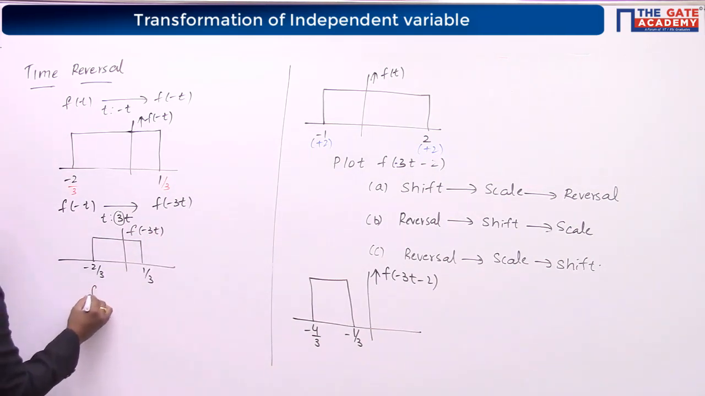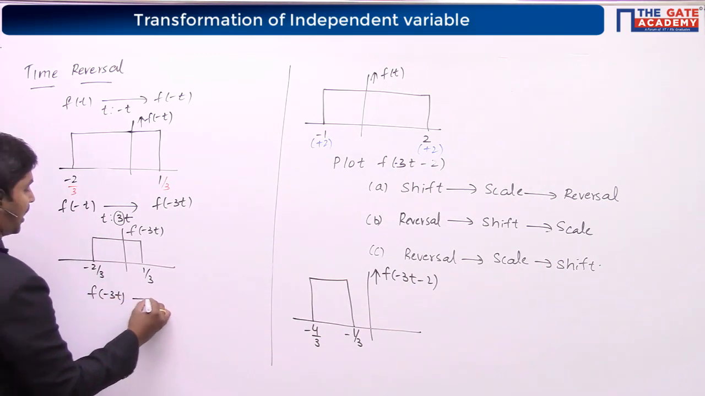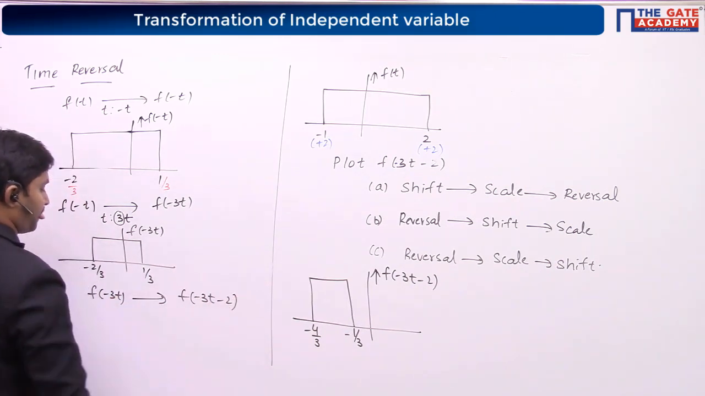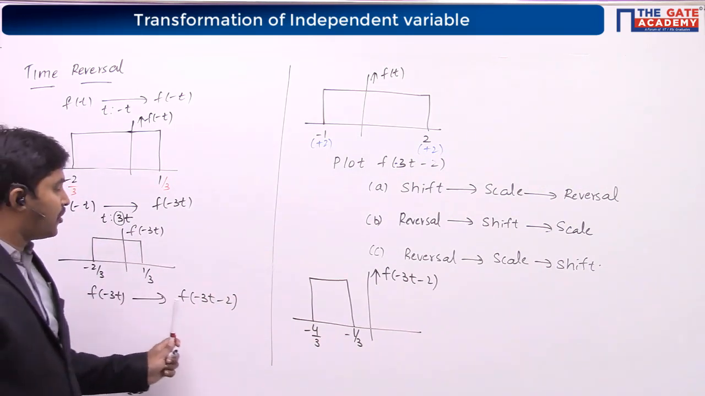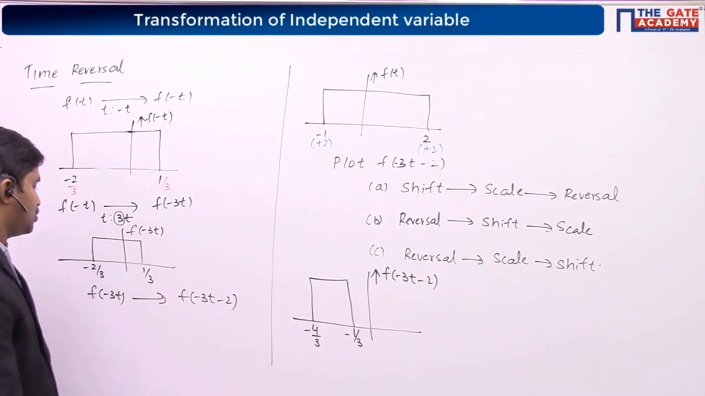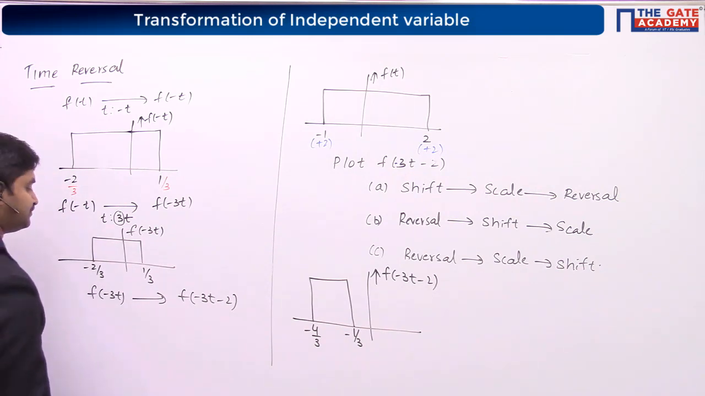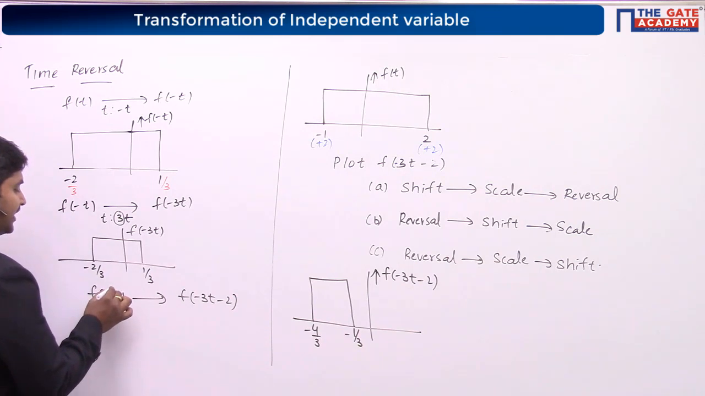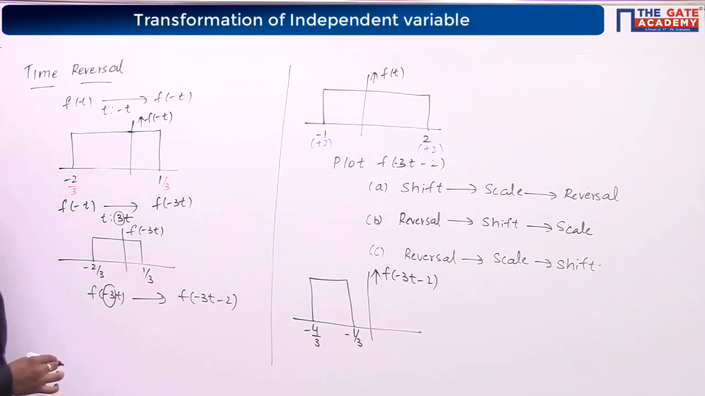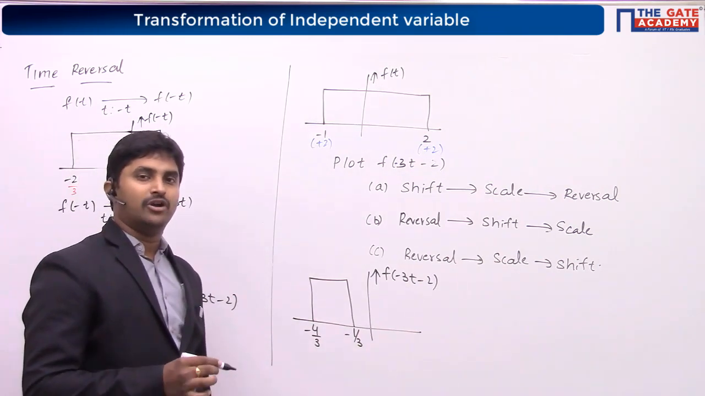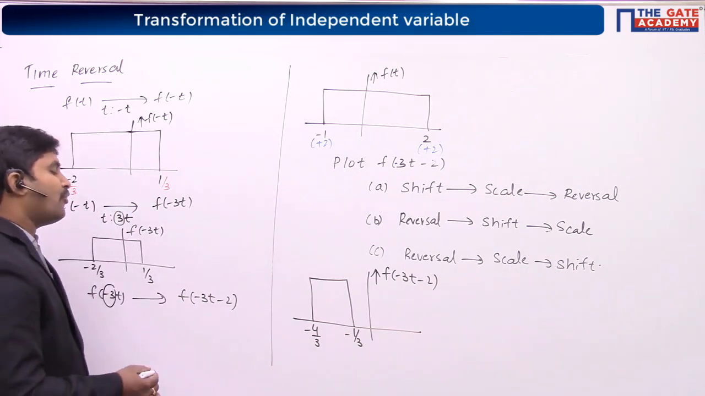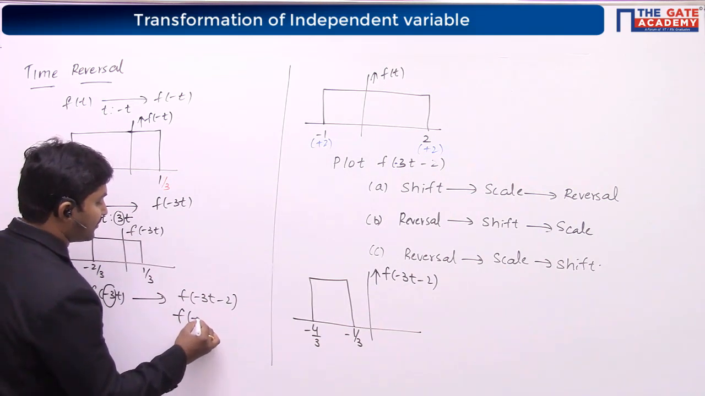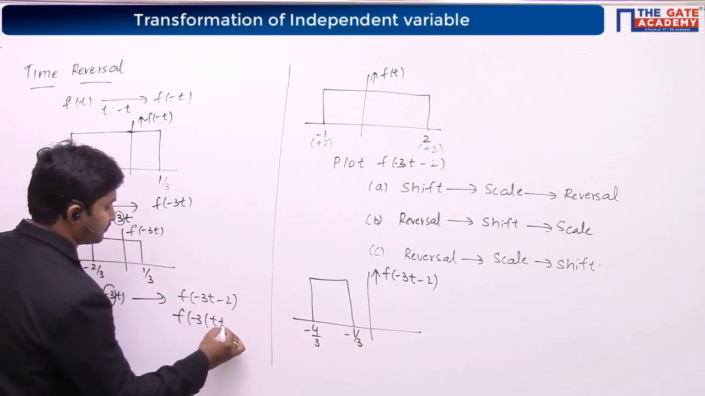So from f of minus 3t, I want f of minus 3t minus 2. Whenever I want this, what is the operation that I have to perform? I have already done the reversal, I have already done the scaling before. So whatever I have done before, that I have to take as common.